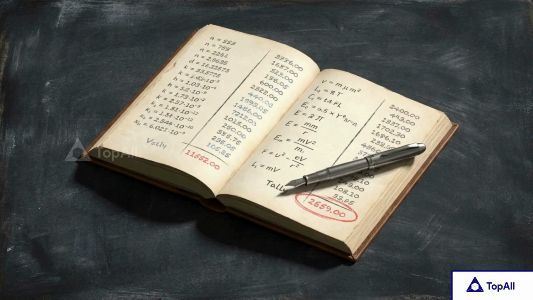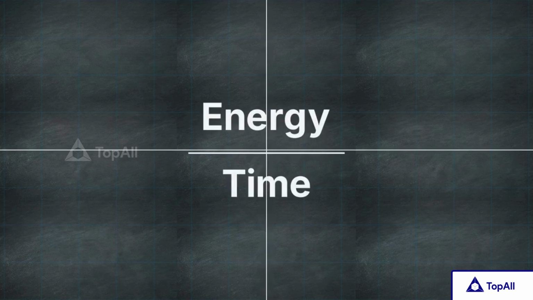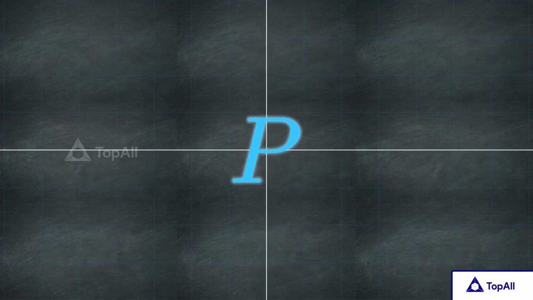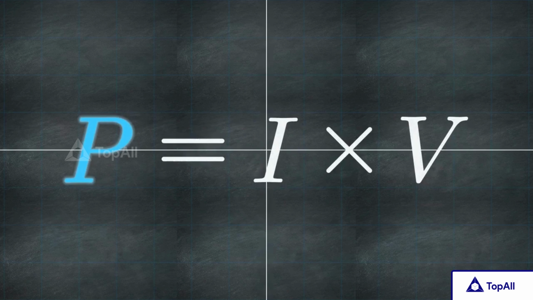Physicists balance this energy ledger. Total energy dissipated as heat over a given time interval equals the current multiplied by the voltage times that duration. When we calculate the energy lost per second, the definition of power, the equation simplifies down to a foundational rule. Power equals current times voltage.